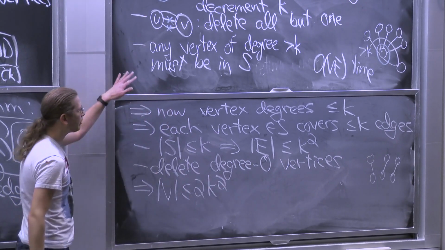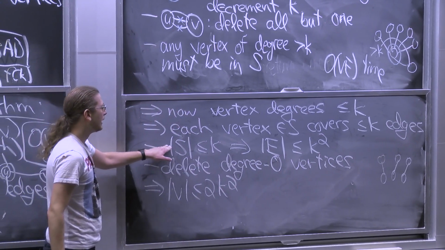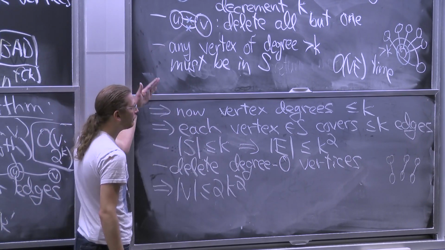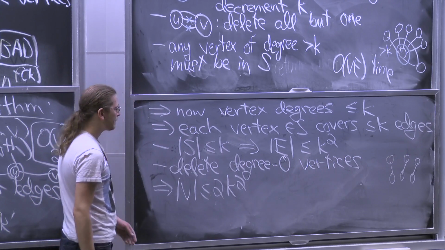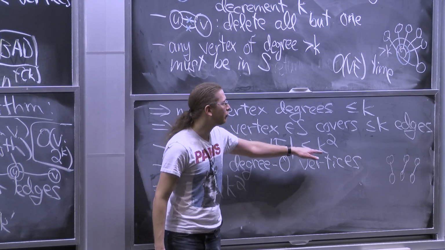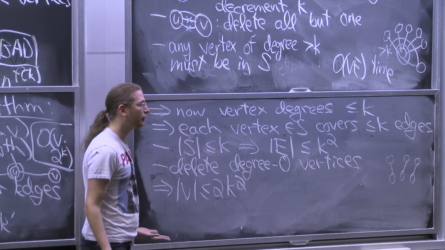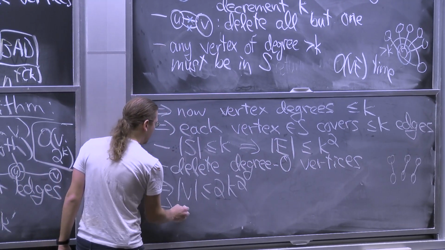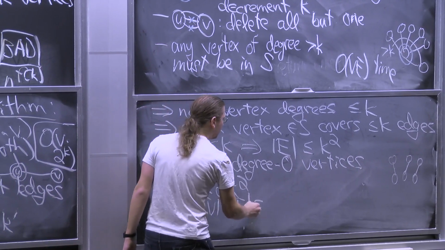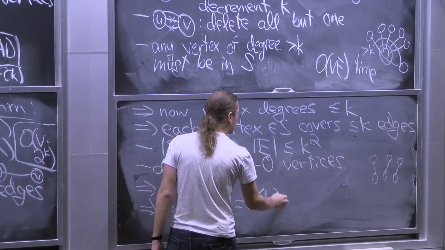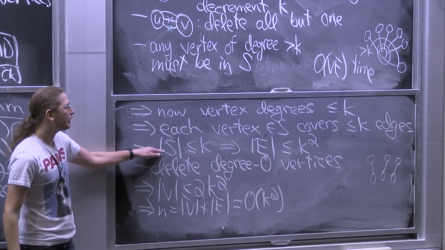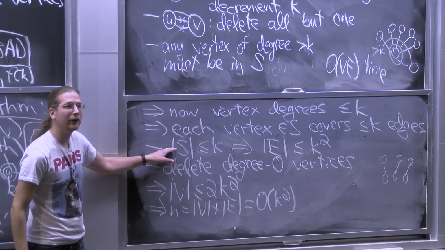So after all of these operations, I assumed that S was of size at most k. And then if I do all of these operations, I get a graph with at most 2k squared vertices and at most k squared edges. So the total size of the graph, which I'm calling n, which is size of V plus size of E, is order k squared, 3k squared. And I assumed that there was a vertex cover of size at most k throughout this.